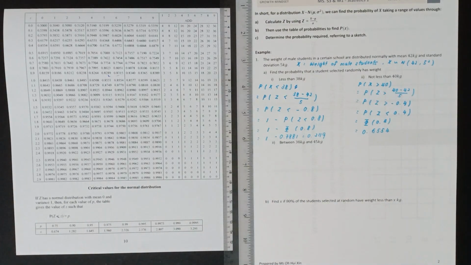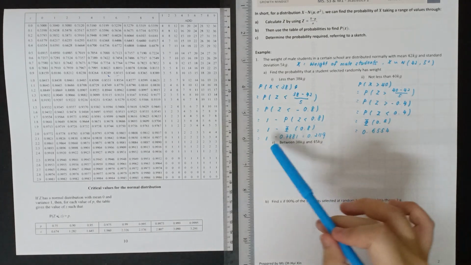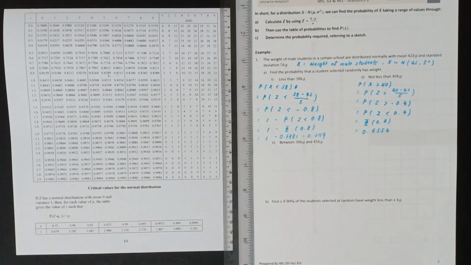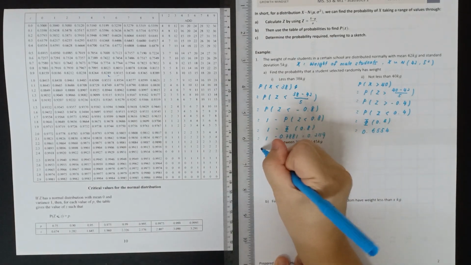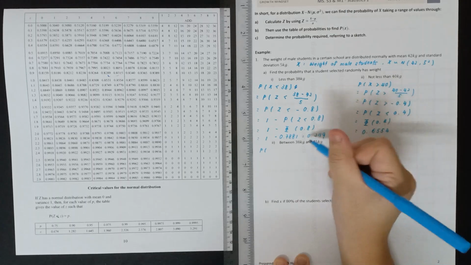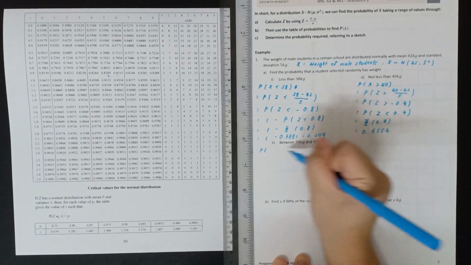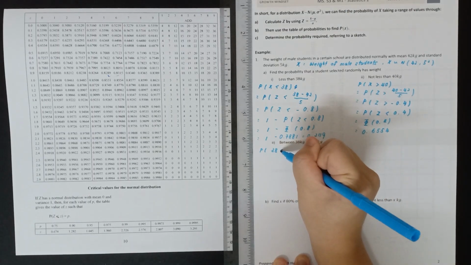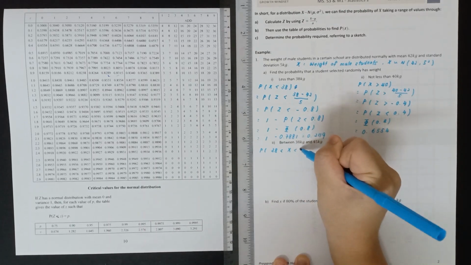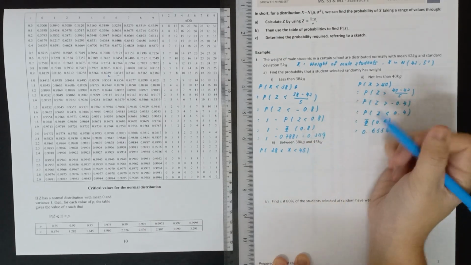Okay, so I hope that you are alright. Let's move on to part 3, between 38 kg and 45 kg. The same thing, you are going to write what you are going to find first. You want to find the probability that your x is between 38 and 45, meaning greater than 38 but less than 45. This is what is meant by between.